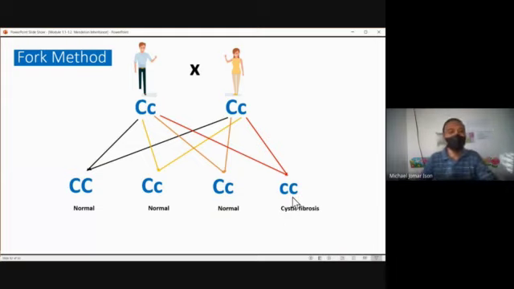And that ends our discussion for the monohybrid cross. In the next video, we'll be talking about the dihybrid crosses.